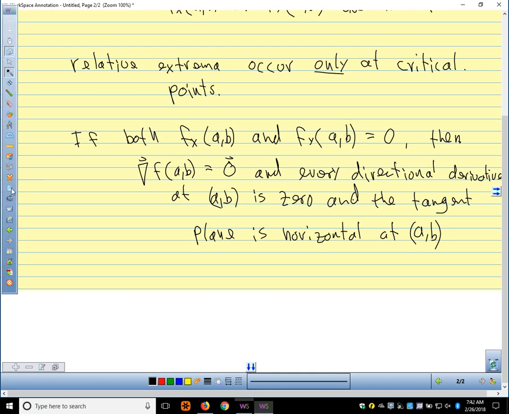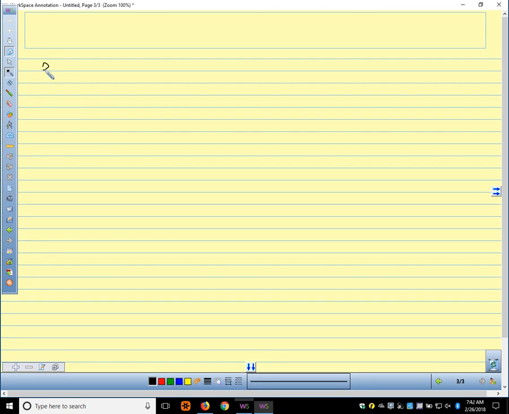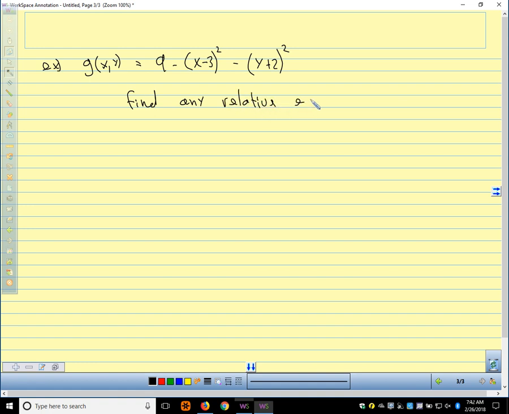All right, let's look at a quick example. I liked the setup for this one better before we got new books, because in the old textbook, in the homework problems, they would say, I'm going to write it down, we want to find any relative extrema. This is a 9.